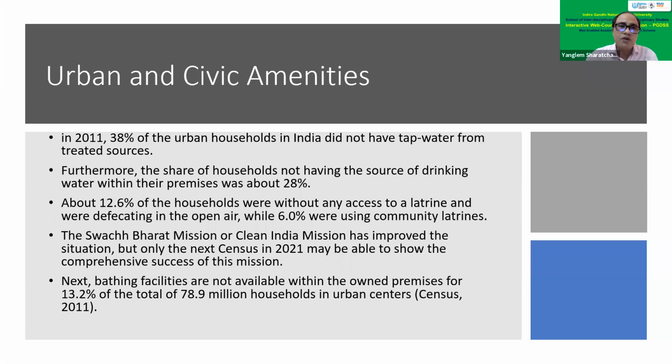When we talk about social security in improving universal health at the individual level, even the bathing facilities are not available on the premises. In the 2011 census, it is about 13%, right? So this figure shows that though urbanization is happening, we are still lacking in giving civic amenities in those areas.